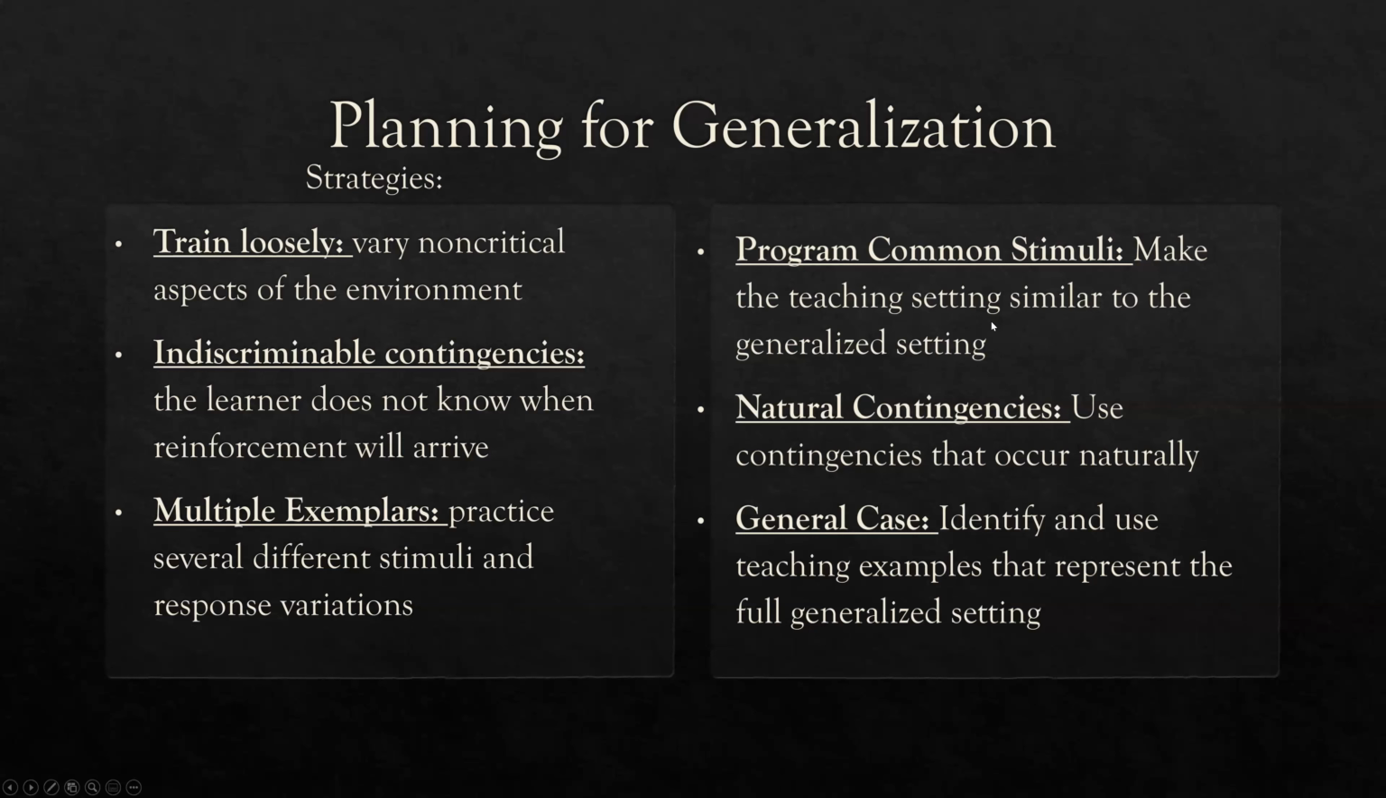Then program common stimuli. Make the teaching setting similar to the generalized setting, okay? So this is similar to train loosely, right? But with program common stimuli, now we're changing things that are more critical to learning, okay? Natural contingencies, use contingencies that occur naturally. That one's self-explanatory. This is natural teaching. And then general case, identify and use teaching examples that represent the full generalized setting. So if you want your client to get a job at the library, you should go into the library and try to identify and duplicate as many aspects of that environment as possible. The closer our training environment is to the real thing, the better.